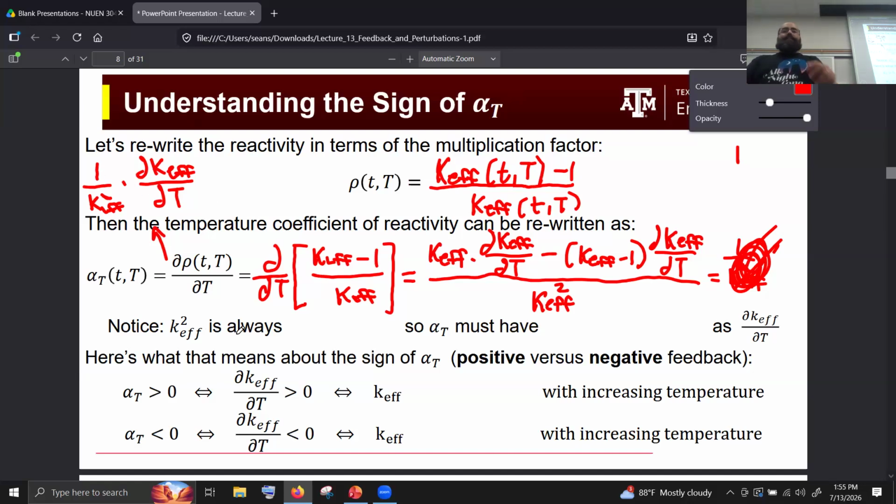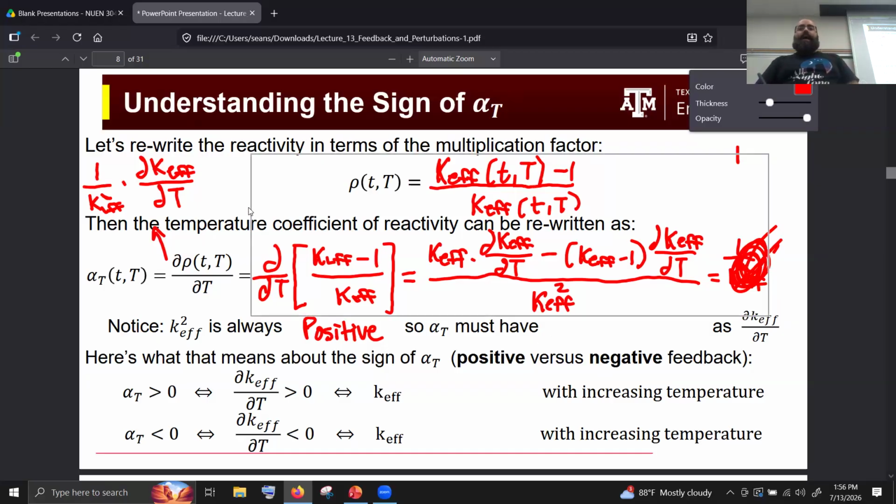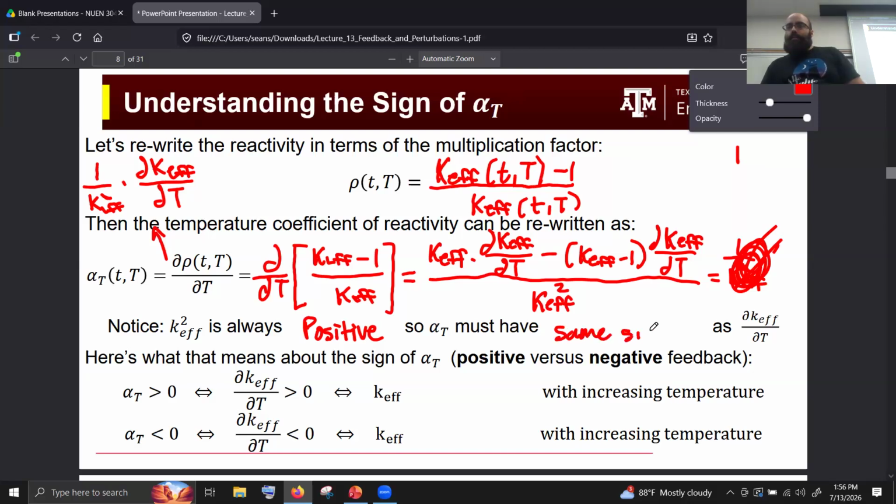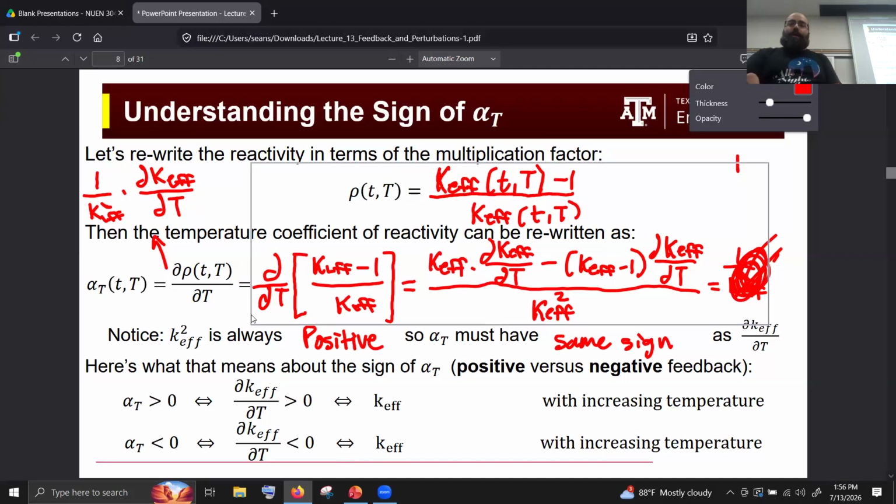Notice that k effective squared, even if k is positive or negative, is always going to be positive. So the sign of alpha T is going to be based on the sign of the derivative of k with respect to temperature. In other words, alpha T has the same sign as this derivative. If the derivative is negative, then alpha T is going to be negative. If the derivative is positive, then alpha T is going to be positive.